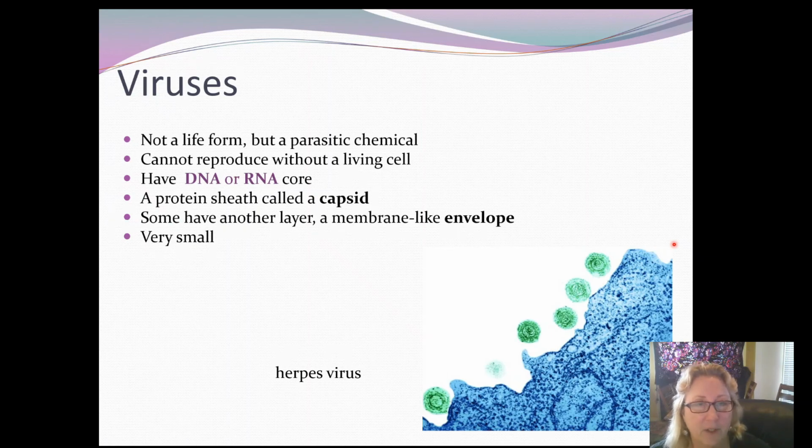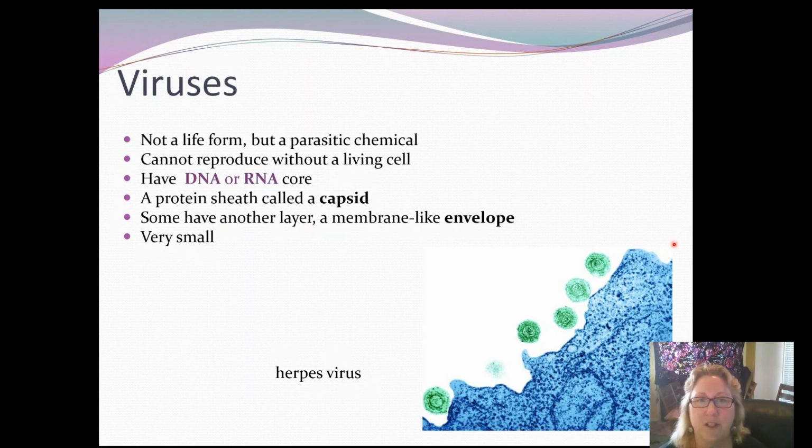They have either a DNA or an RNA genome, and because of that, mutations occur, and that means they can evolve. A protein sheath called a capsid is surrounding the genome of every virus, and those are the two basic things that make something a virus. It has a DNA or RNA genome, and it has a protein capsid surrounding that genome.